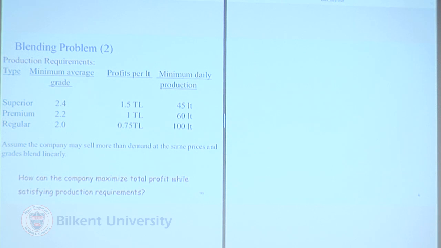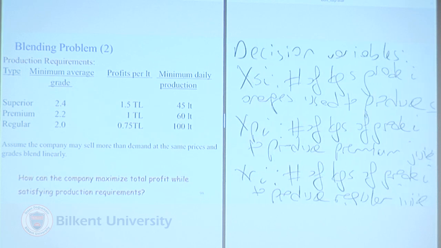What do I want to do? What is my objective function? I'm going to leave the objective function for a while and start from the constraints first. Because for the objective function, first we have to figure out how much we're actually producing. So with these variable definitions, let's come up with the liters of superior orange juice we're producing. The variables are xs sub I.